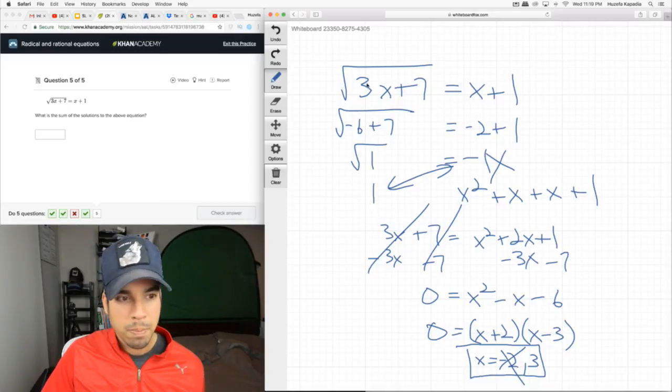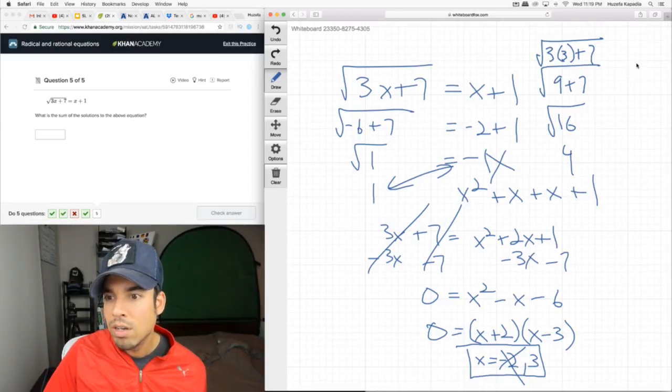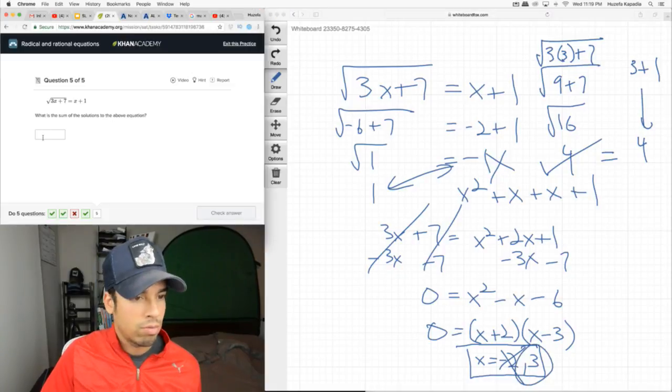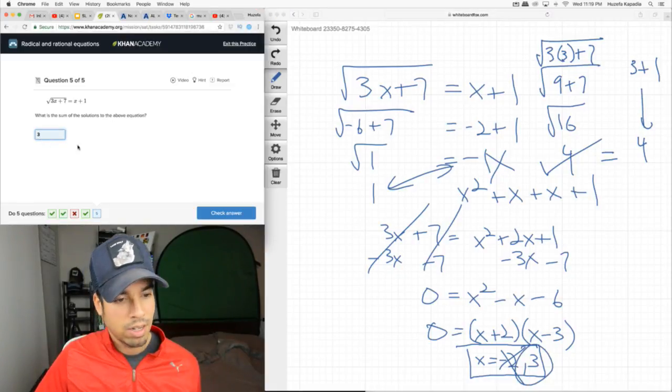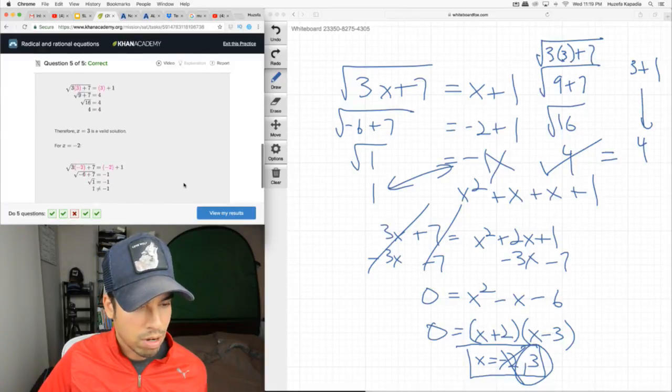What about 3? So we get 3 times 3 plus 7, which is 9 plus 7, which is 16. Square root of 16, which is 4. On the left side. What about the right side? We got 3 plus 1, which is 4. These guys are equal, and boom. So the only good solution here is 3. Good thing I checked, and that is good. They go through the same process.